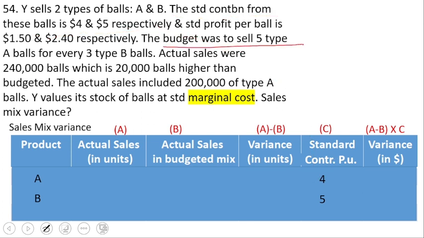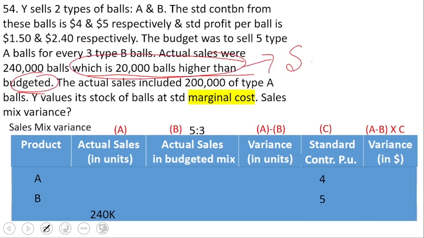The budget was to sell 5 type A balls for every 3 type B balls. So what's the budgeted mix? That's 5:3. So we will write that on top of column B because that's the budgeted mix. Actual sales were 240,000 balls. Okay, so the total of the actual sales is given. So we will enter that too, which is 20,000 balls higher than the budget. Whenever we are comparing it with the budget, that relates to the sales quantity variance. In mix variance, we don't need to compare it with the budget. So completely ignore this sentence for calculation of mix variance.